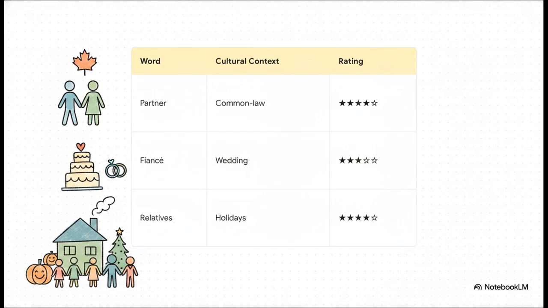Weddings are huge social events in CELPIP prompts, so you'll need this one. And finally, relatives. Visiting extended relatives during Thanksgiving or Christmas is a deeply ingrained Canadian tradition. That makes it a perfect, relatable topic for small talk in your speaking tasks.